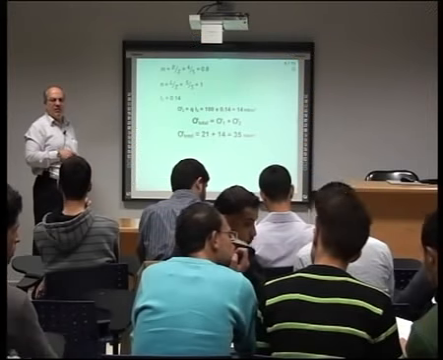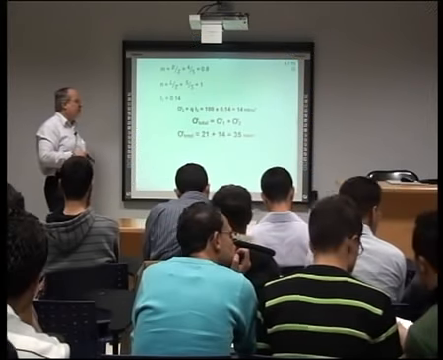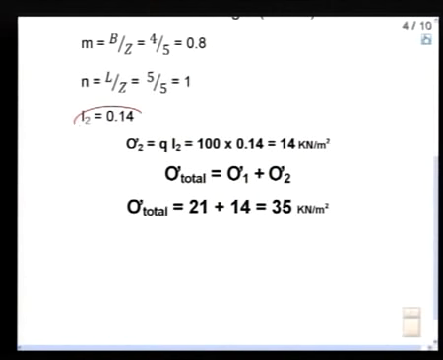0.16, okay. I found it to be 0.14. Okay, conservative value. Now I will say sigma 2 equals Q I2, which is 100 by 15 or 16, whatever, is 14 kilonewton per meter square. Now, Q total equals Q1 minus Q2. Why is this? Because the big rectangle minus the small rectangle, which is 21 minus 14, which is 7 kilonewton per meter square.